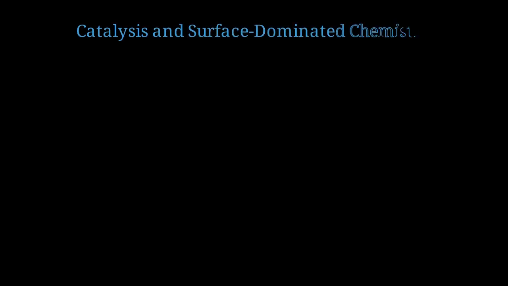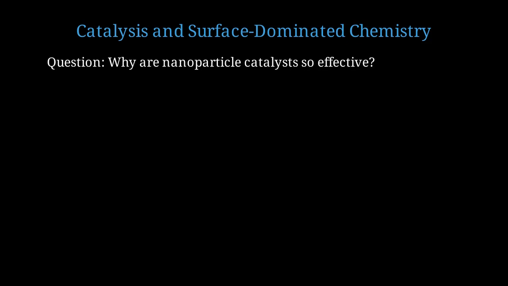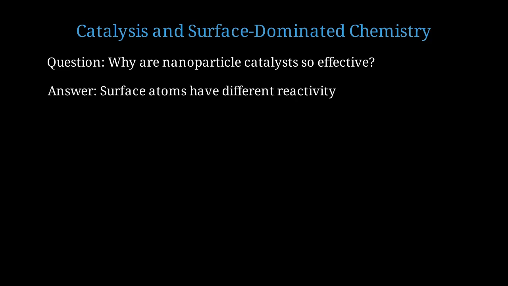Let's discuss one of the most important practical applications, heterogeneous catalysis. Here's a question. Why are nanoparticle catalysts so much more effective than bulk materials? The answer is that surface atoms have dangling bonds and lower coordination numbers, making them much more reactive than bulk atoms. At the nanoscale, when we reach the surface-dominated regime, most of the atoms are surface atoms. The entire particle becomes essentially all active sites.